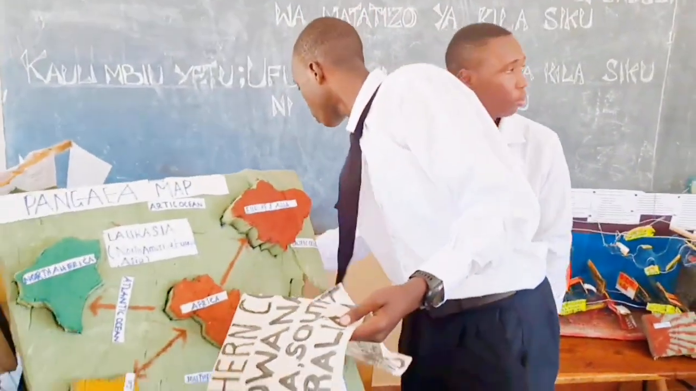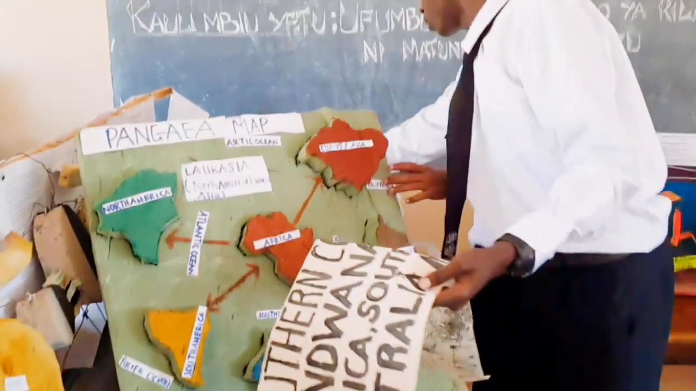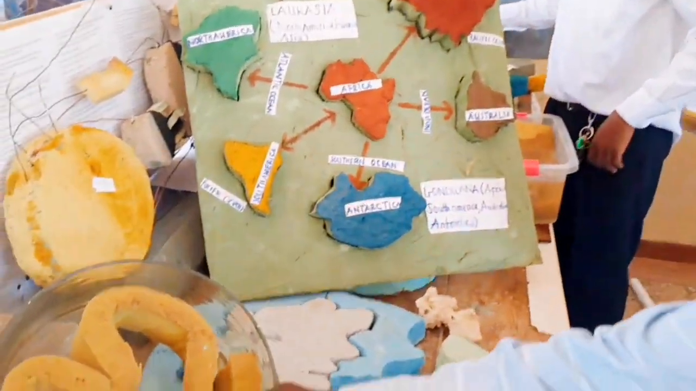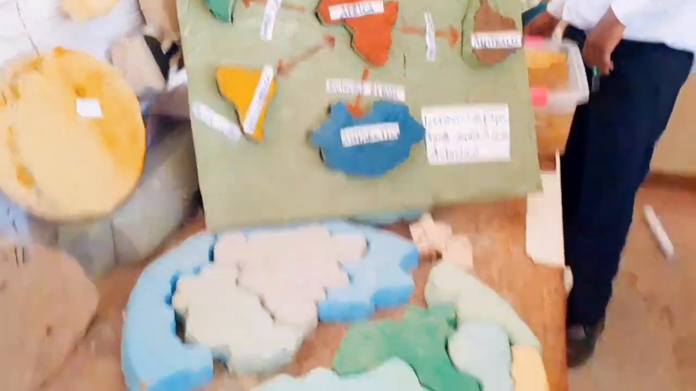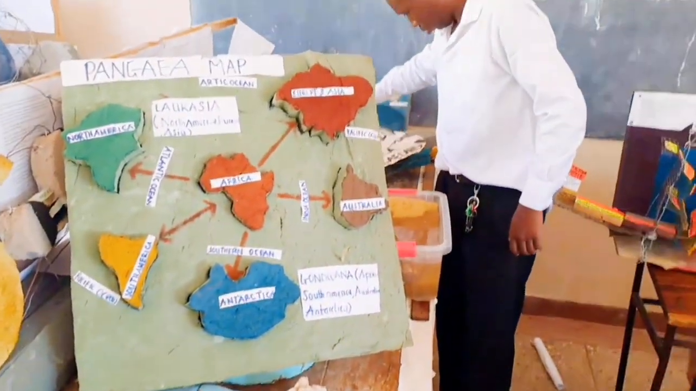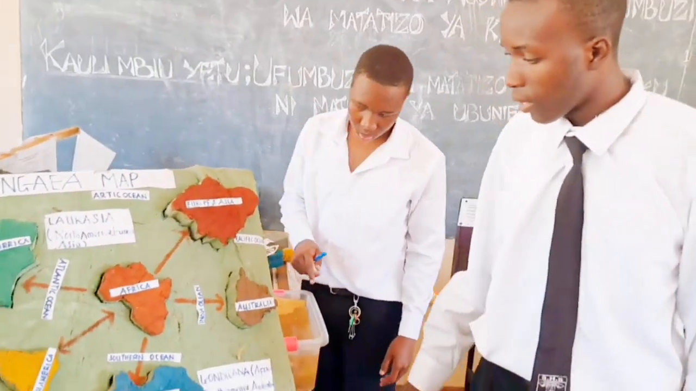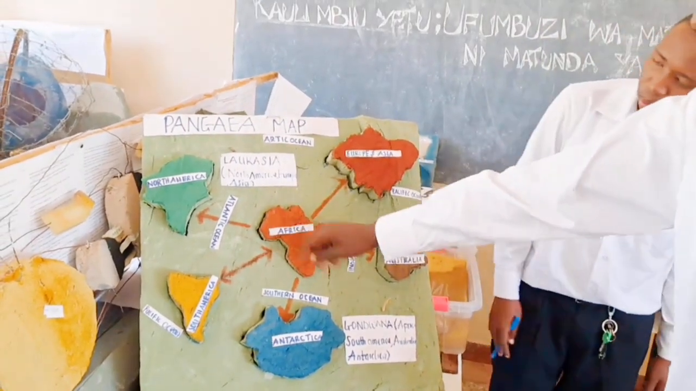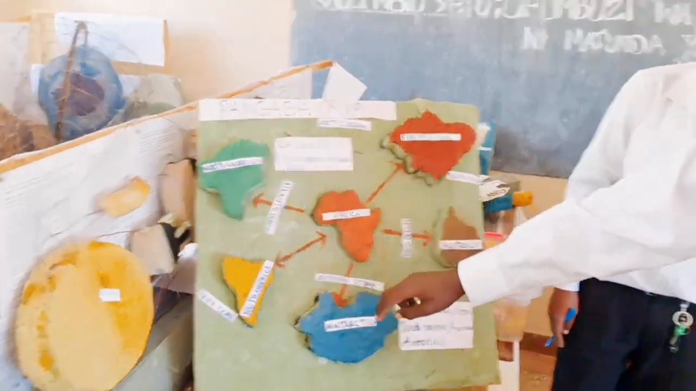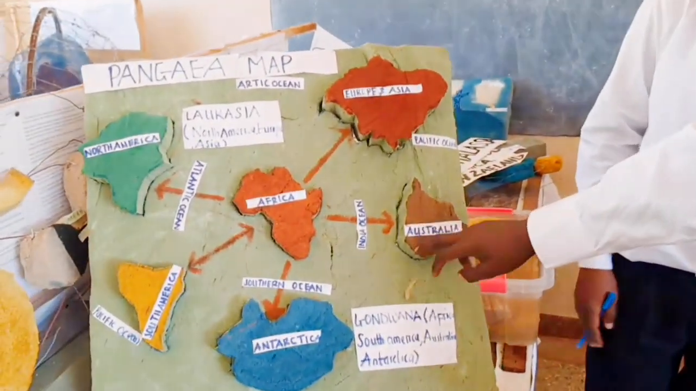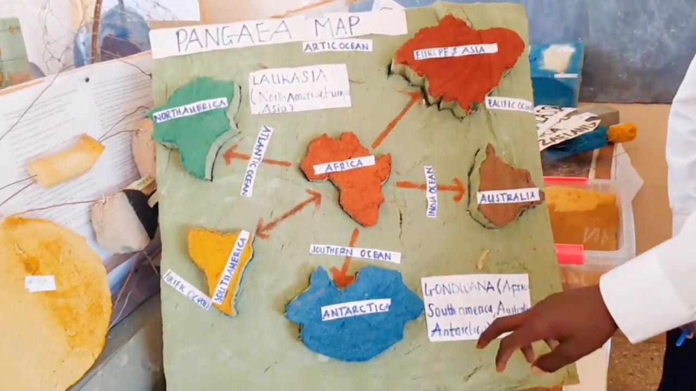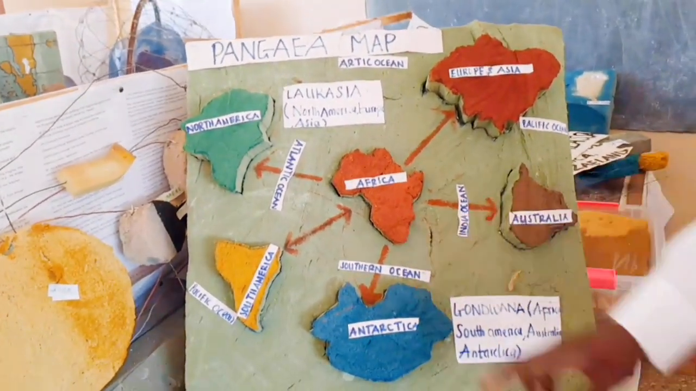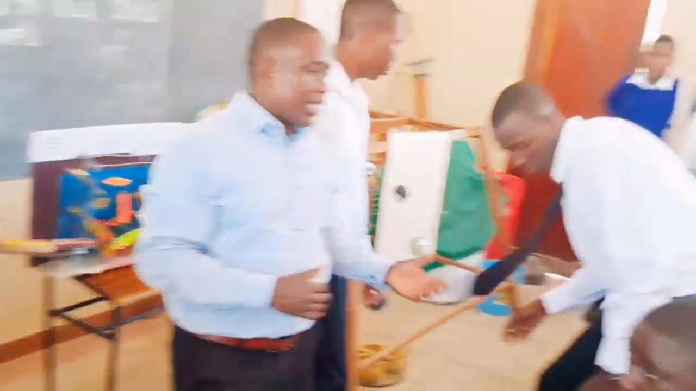Demonstrate using the model. The other continents which were formed in Gondwana, in the southern part of the Earth's surface: there is Antarctica, here there is Africa, there is South America, there is Australia, and the Indian Ocean. Okay, thank you, sir. Clap hands for him, please.